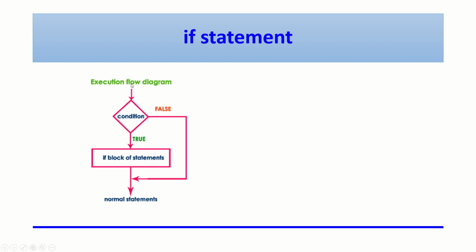So this is the starting point. In here we can have a condition. If it is true, we can have a code block, a set of statements which are in a particular block. Otherwise, meaning the condition is false, we can go to another set of statements, or we can go to the next statement.